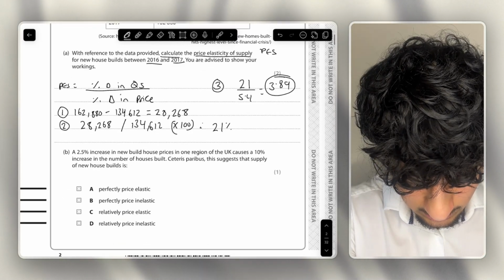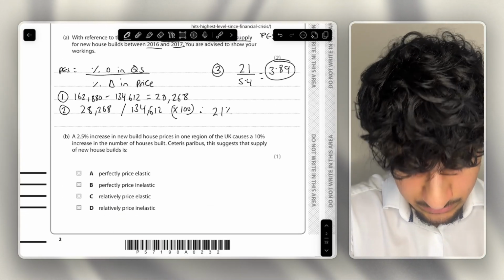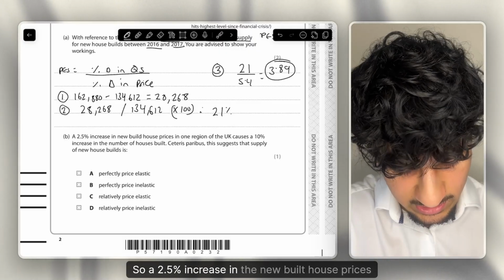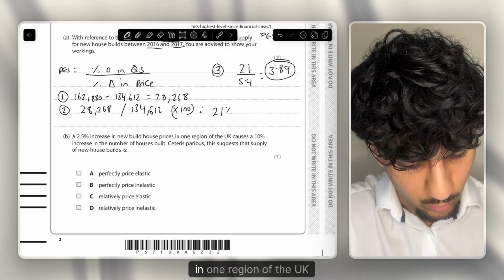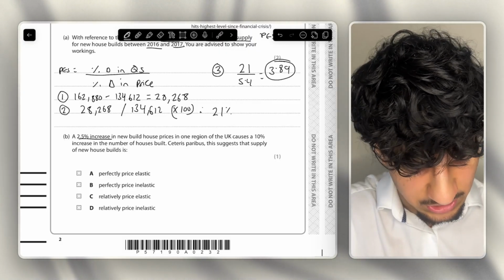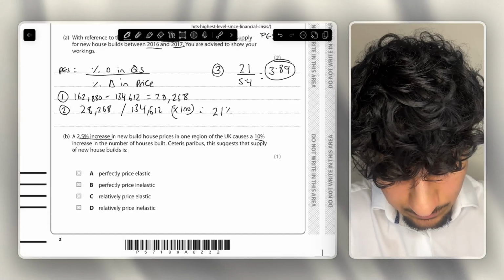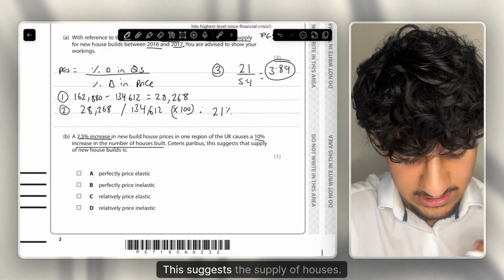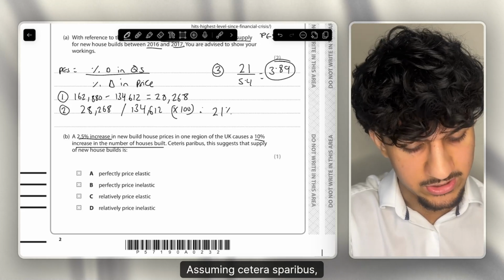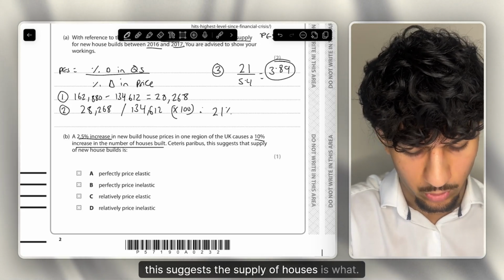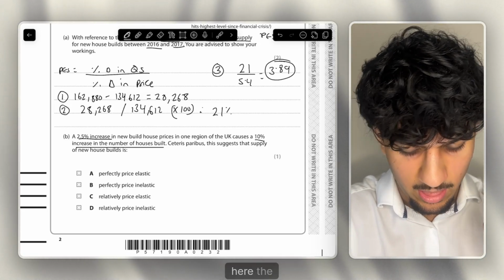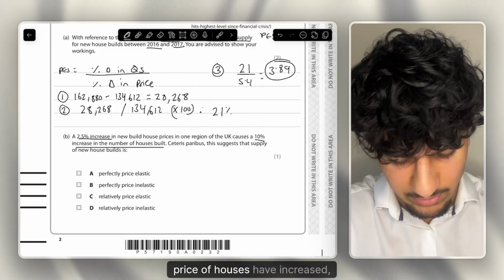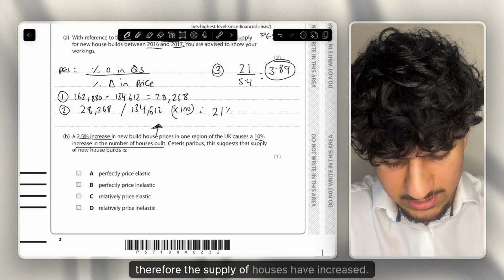So let's keep going, and it's a multiple choice question now. A 2.5% increase in the new build house prices in one region of the UK suggests a 10% increase in the number of houses built. Assuming ceteris paribus, this suggests the supply of houses is what? So let's see what's happening here. The prices of houses have increased, therefore the supply of houses has increased.